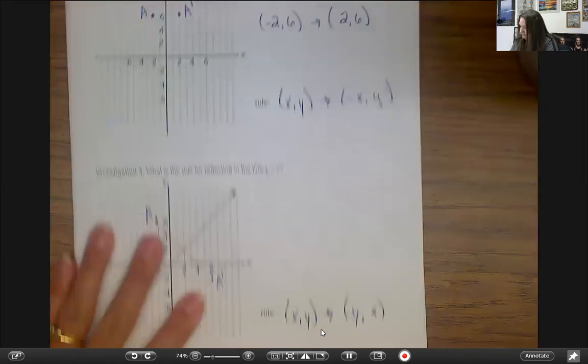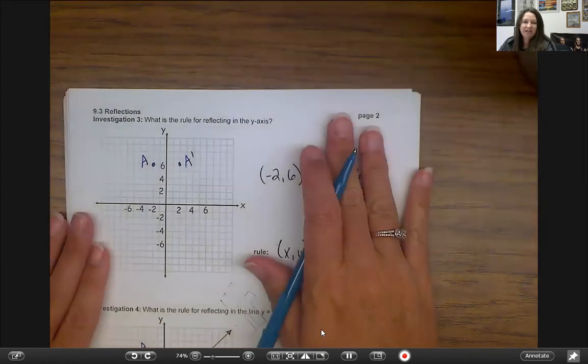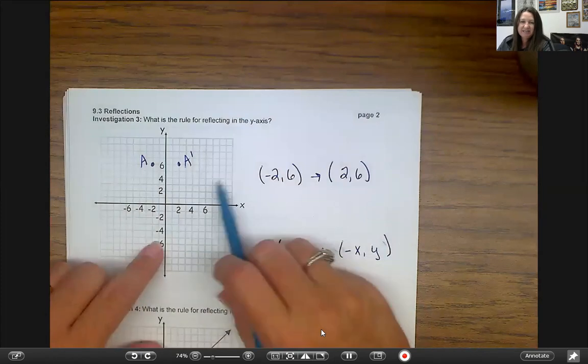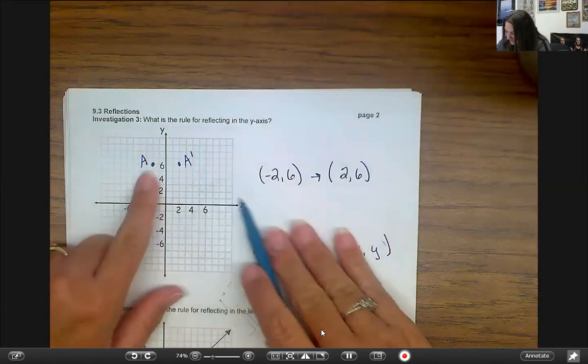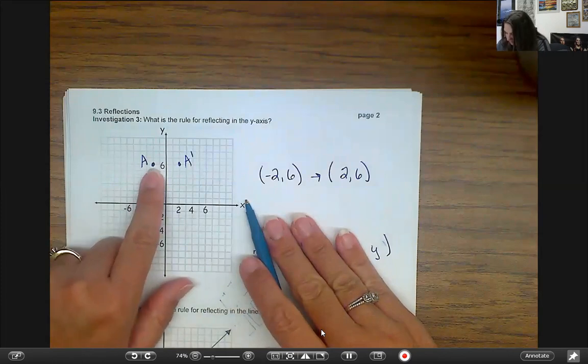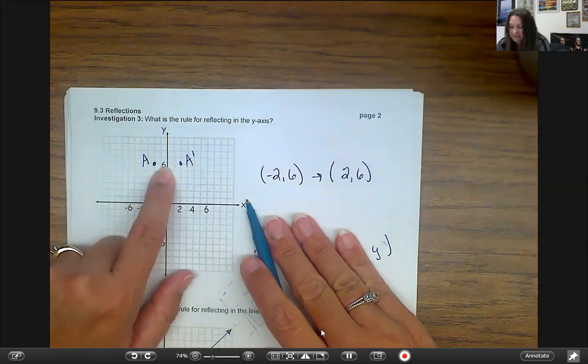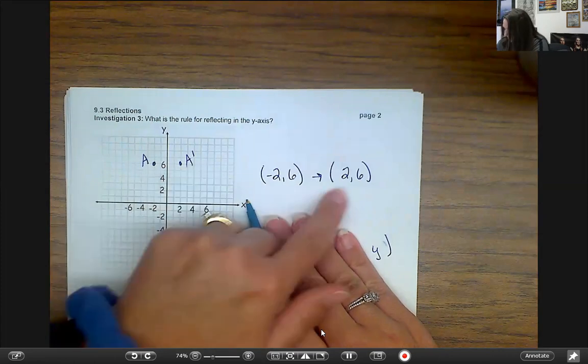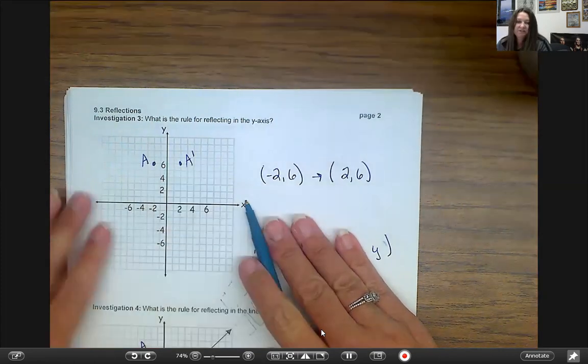Now, if we were to take a point on the y-axis, and we'll take the same point, so -2, 6, it would be located right here. And I'm going to flip it over the y-axis. So it's 2 units away from the y-axis now. I'm just going to move 2 units over. So then I would notice that its coordinates would then be at 2, 6.